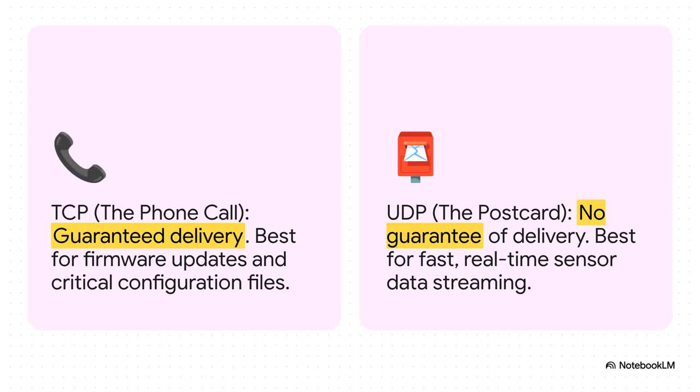UDP, on the other hand, is like sending a postcard. You just scribble a message and drop it in the mailbox. It's way faster, super efficient, but there's no guarantee it'll get there, so you have to choose. For a critical firmware update, you absolutely want that phone call. For streaming sensor data really fast, that postcard is perfect.